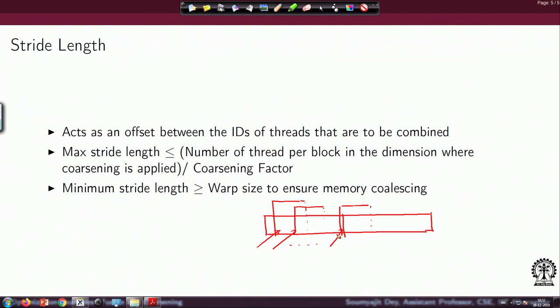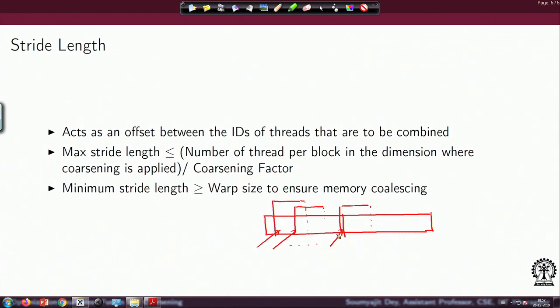If you remember in the thread level coarsening, we talked about what the minimum stride length is, and we said that it should be greater than the warp size. Just to clarify, the basic idea is that it should ensure that whatever the original global memory transactions and coalescing behaviors were, they should work fine.